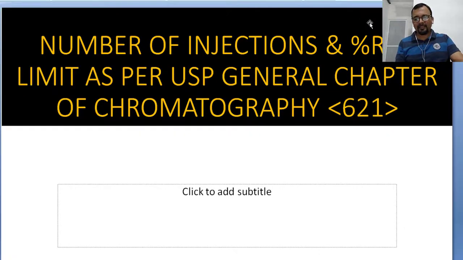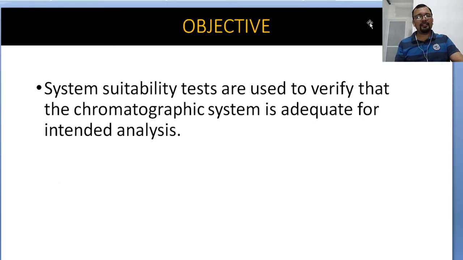To understand this, we need to visit the chromatography general chapter, that is 621, given by the USP. As per this general chapter number 621, the system suitability needs to be evaluated to understand whether the system that you are going to use for analysis meets the intended purpose. And you can evaluate the system suitability based on the repeatability by injecting the replicate injections of the reference solutions and then by evaluating the percent RSD.